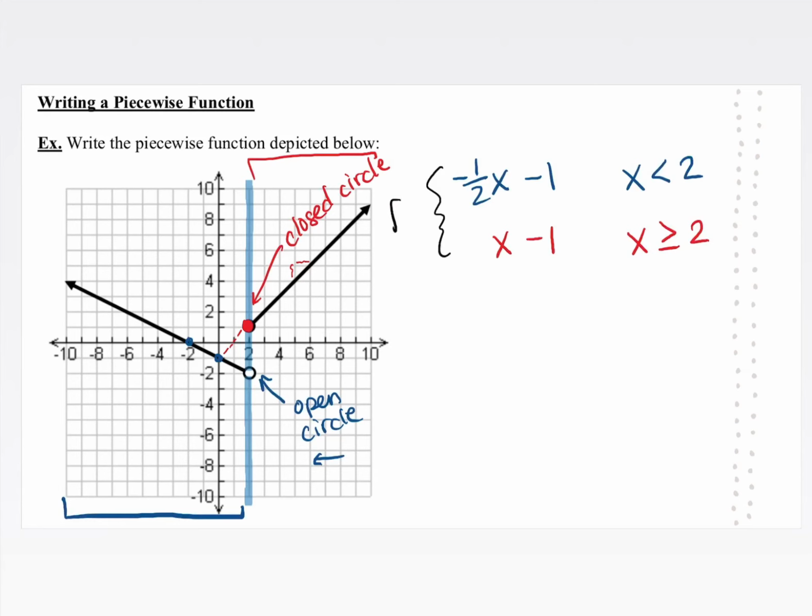So let's call this g of x. Change it up a bit. So g of x is -1/2 x minus 1 when x is less than 2, and x minus 1 when x is greater than or equal to 2.